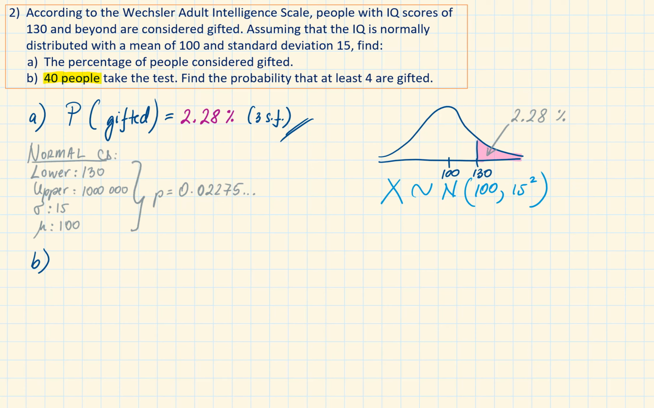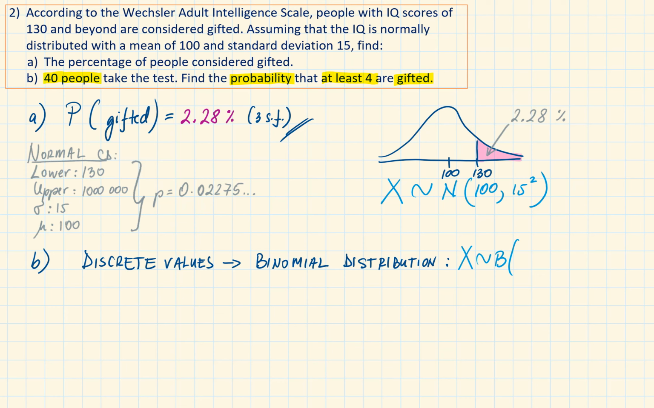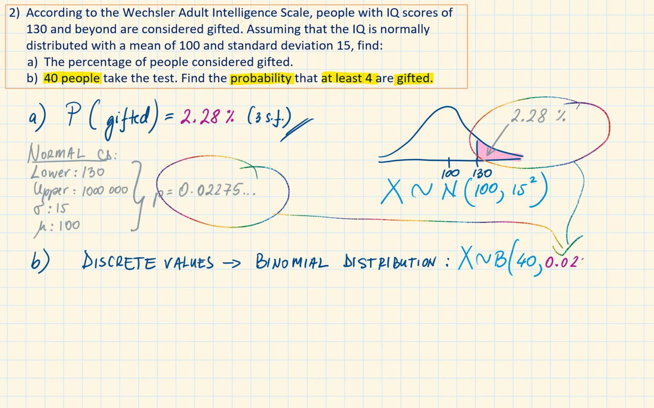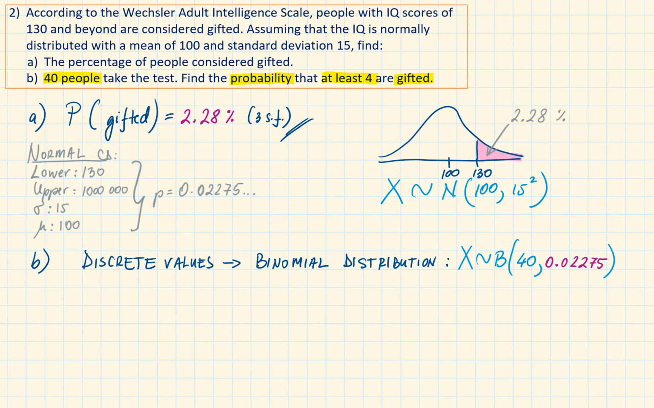Part B. 40 people take the test. Find the probability that at least 4 are gifted. The number of people are discrete values. So we're going to have to use a binomial distribution here. X is binomially distributed with the total number of people 40 and probability 0.02275. This probability represents the probability of gifted, as we have worked it out in the previous part.